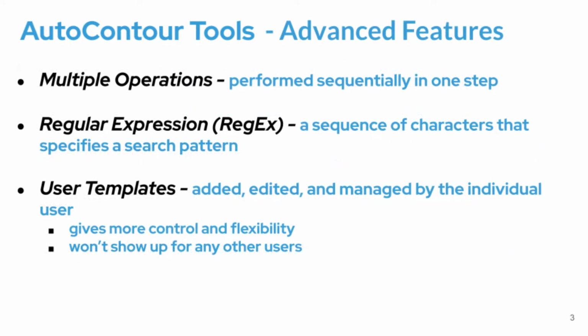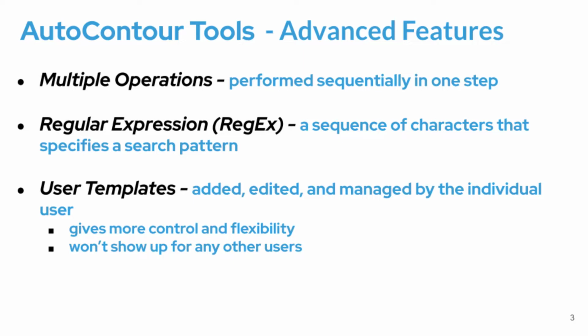AutoContour also has a few advanced features. One of these is the ability to allow the user to specify multiple operations to be performed sequentially in one step. This eliminates the need for intermediate structures when creating complex PTV or planning contours.